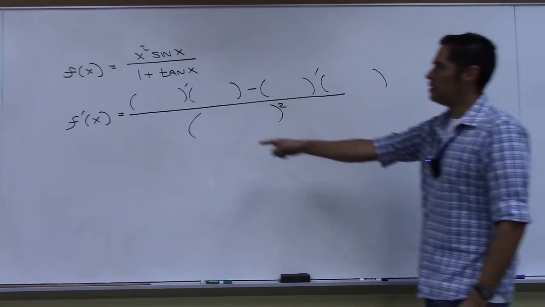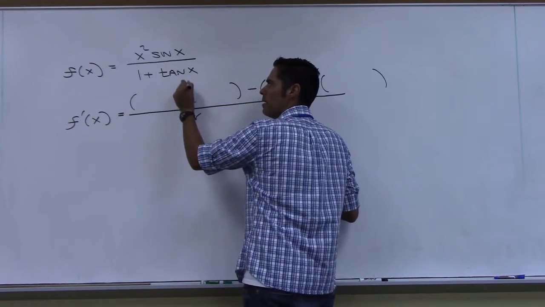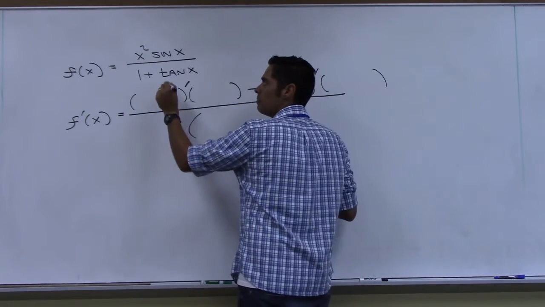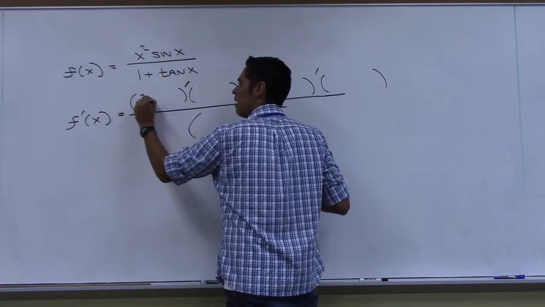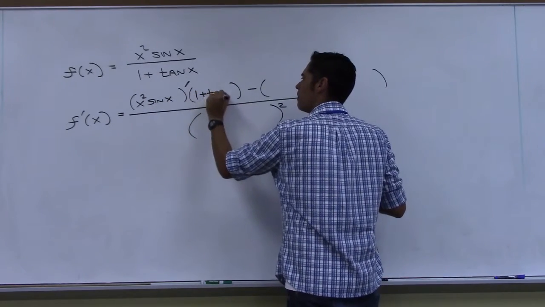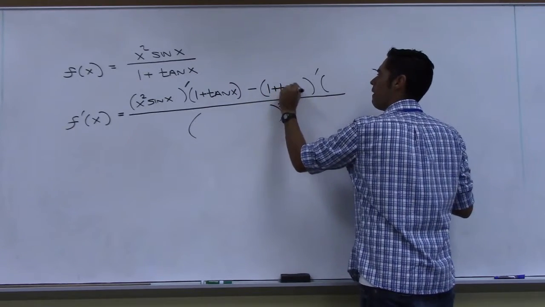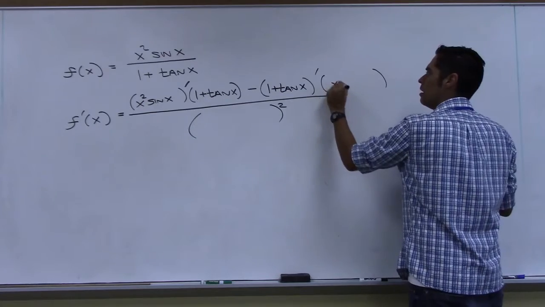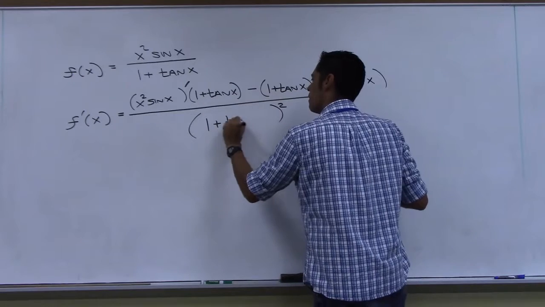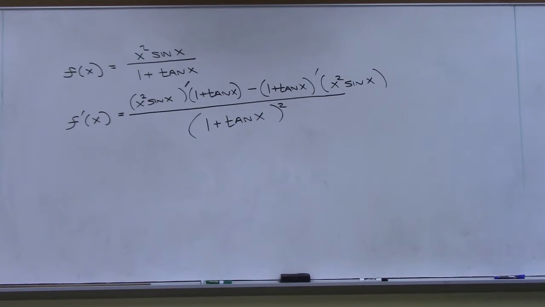What's the top left? What gets pasted in here? 2 cosine x? Hold on, we haven't taken the derivative, right? The prime mark means I'm going to take the derivative in a minute. x squared sine x goes here, right? And then here, 1 plus tangent x. And then here, 1 plus tangent x. And then here, x squared sine x. And then down here. That's just simply plugging everything into the formula, right? I haven't done any derivatives.